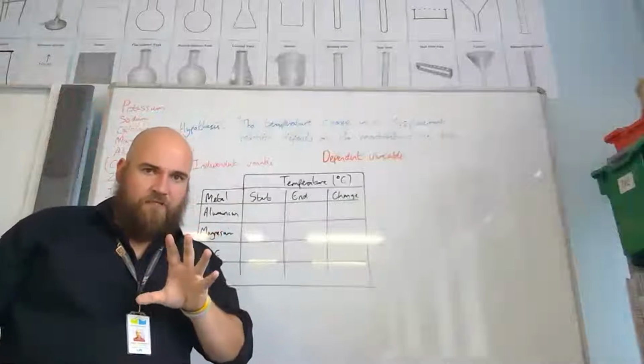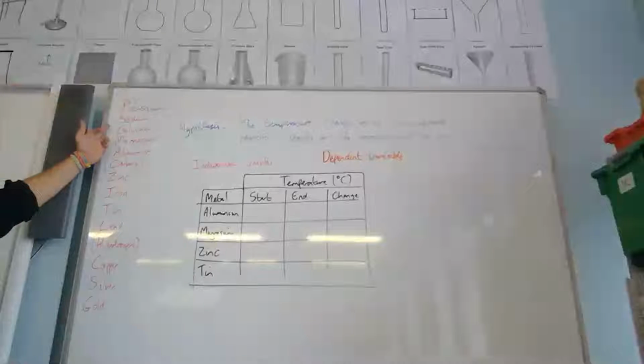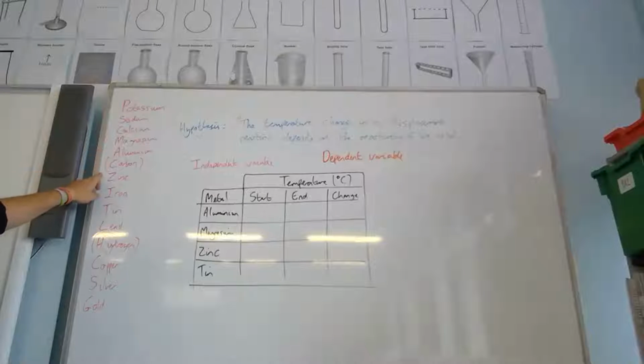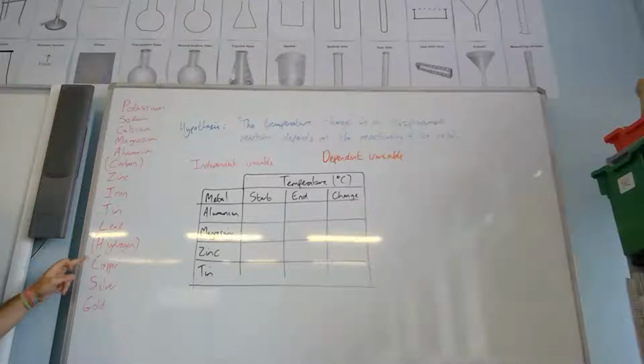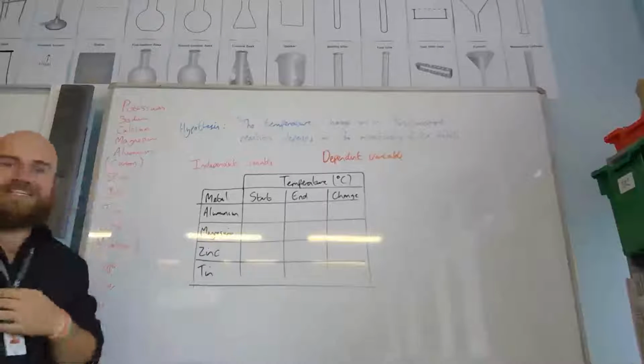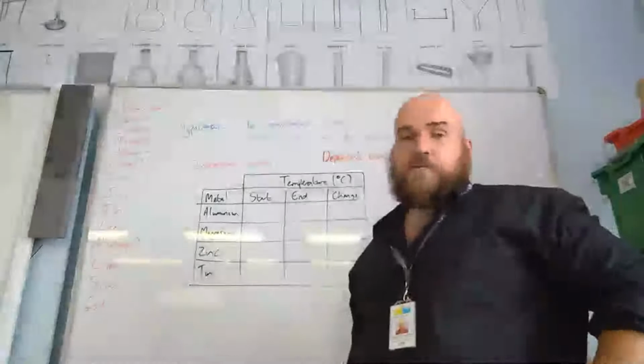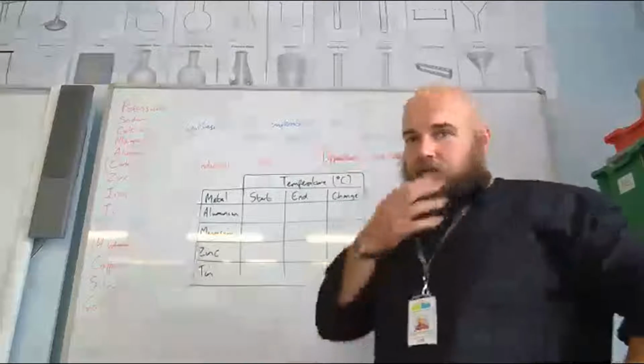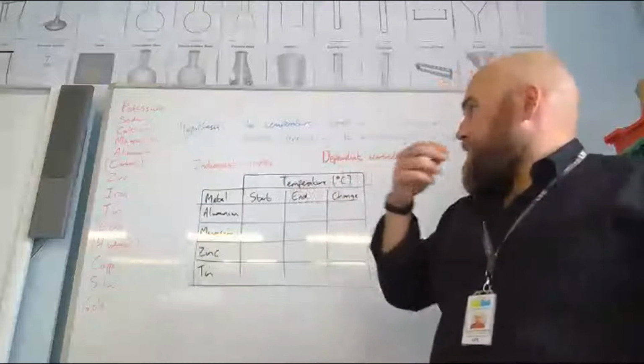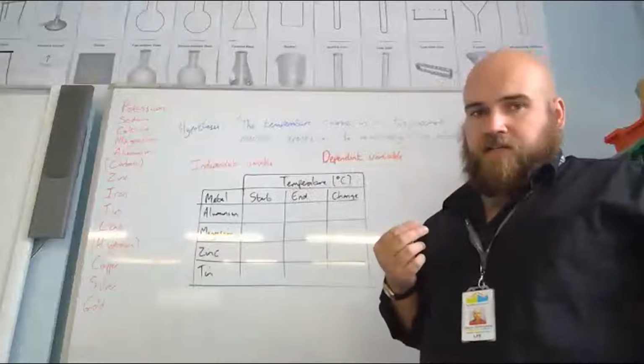So a quick recap of our reactivity series: potassium, sodium, calcium, magnesium, aluminium, carbon, zinc, iron, tin, lead, hydrogen, copper, silver, gold. And don't forget, hydrogen and carbon are always in italics or brackets. They are not metals, but they can be used to extract metals more reactive than some of the ones below it.